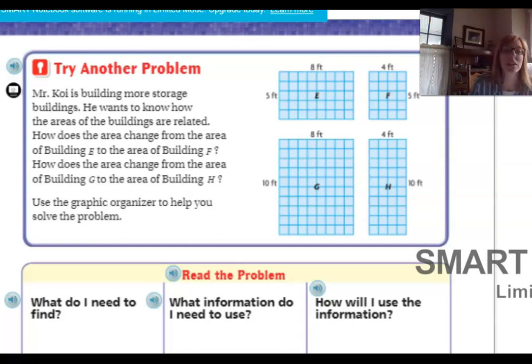Okay, and how does the area change from the area of building G? So if you look at G and the area of H, we want to look at the smaller one and see how many times could we put the smaller one on top of the bigger one.